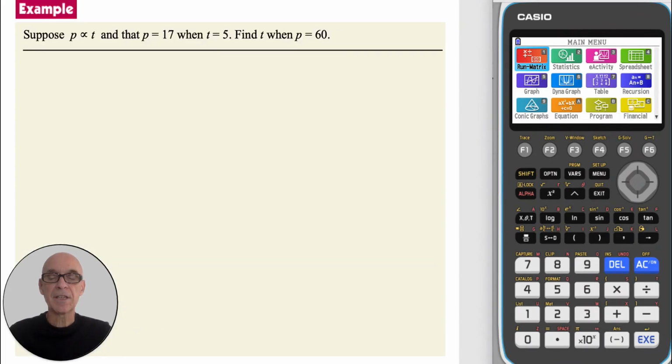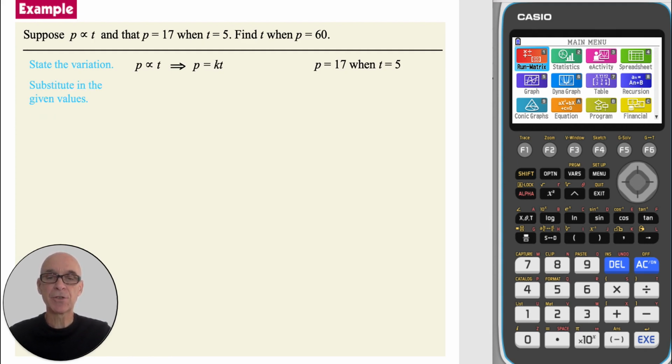In this question, we're asked to find the value of t when p is equal to 60. If we start by stating the variation, we're told that p is directly proportional to t, so we write p equals kt. Then, if we substitute in the given values, which are 17 and 5, and rearrange the equation to find k, which is equal to 3.4.